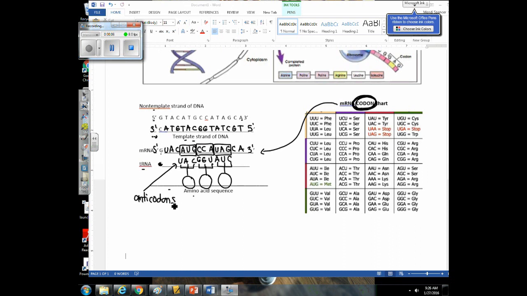AUG codes for MET. CCA is the next codon, and that codes for proline, PRO. And then UAG is a stop. And note, this is just a very simple model. We have only 2 amino acids in this protein, so this isn't a realistic polypeptide that we're forming here.